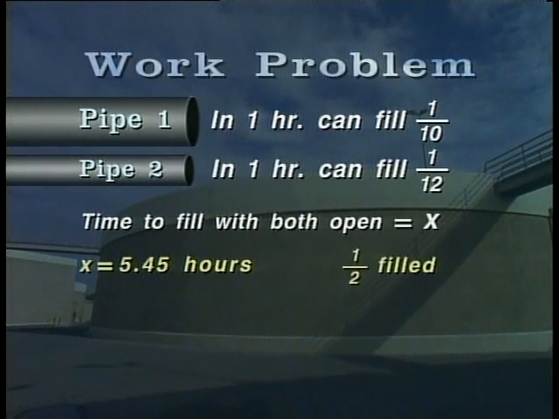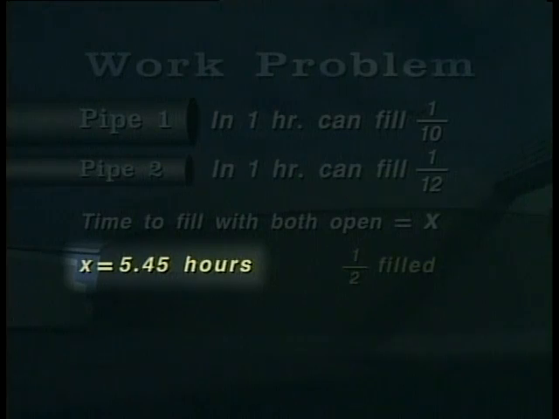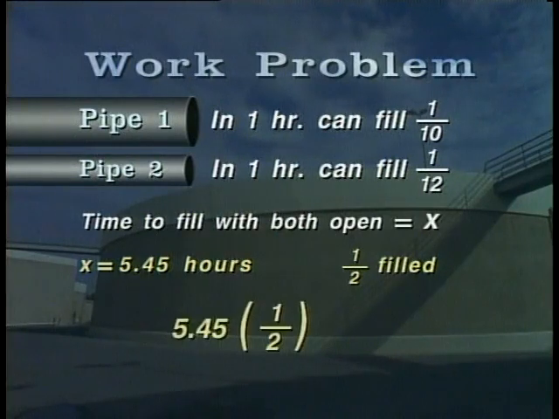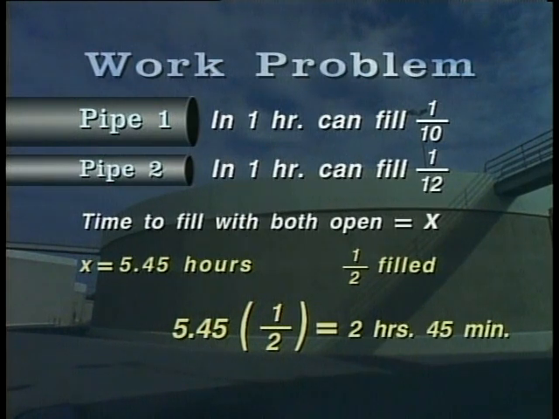So now only half remains to be filled. Since we know that with both pipes open, the entire tank will fill in 5.45 hours, it will take half as long to fill half the tank. So half of 5.45 hours is about 2.73 hours. That's roughly 2 hours and 45 minutes. In other words, the tank's filling fast, and the worker had better not take a long lunch break.